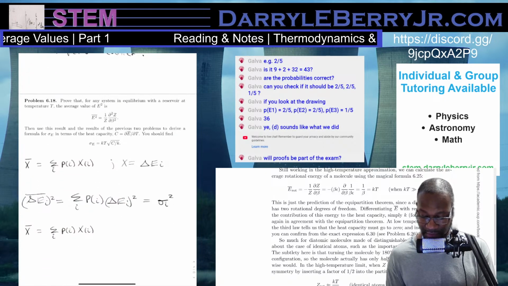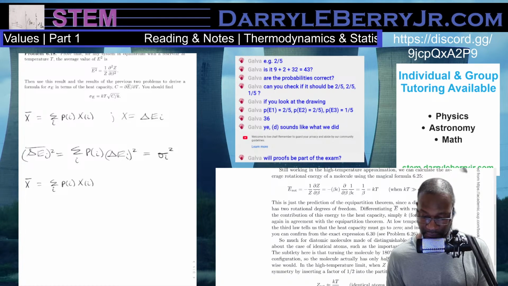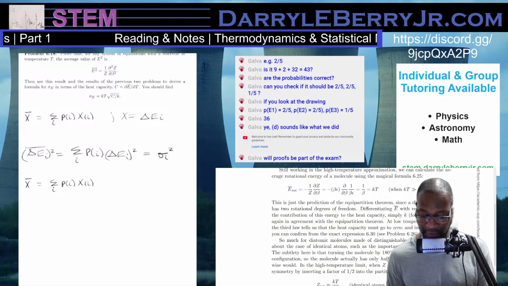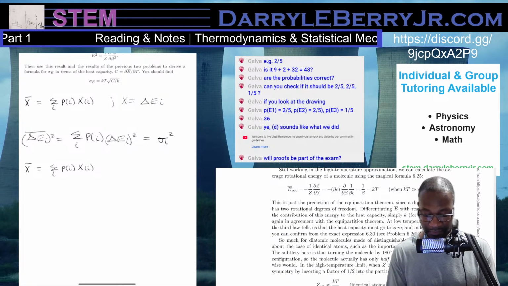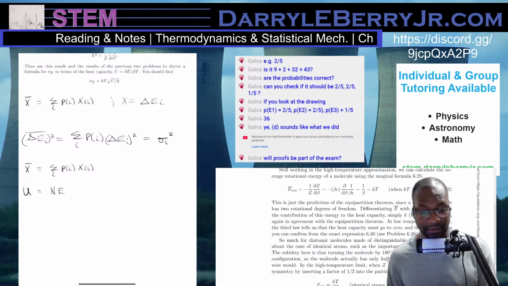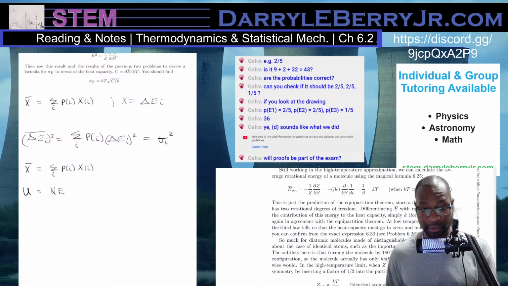The problem says: prove that for any system in equilibrium with a reservoir at temperature T, the average value of E squared is... So one thing we learned earlier was that to get the energy of the system, you can get the energy of one particle. The energy of the system, I guess they use U for that, is N times the energy of the particle. I remember reading that in the book earlier. So I think this is what they're getting at. This is probably why he assigned this problem.